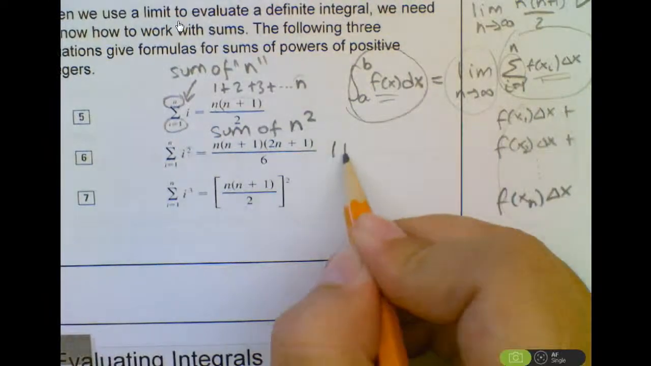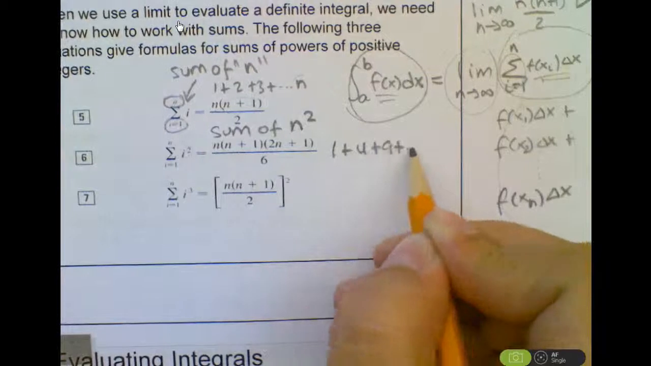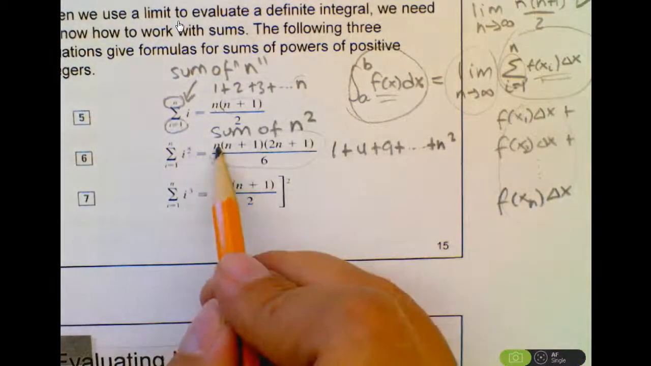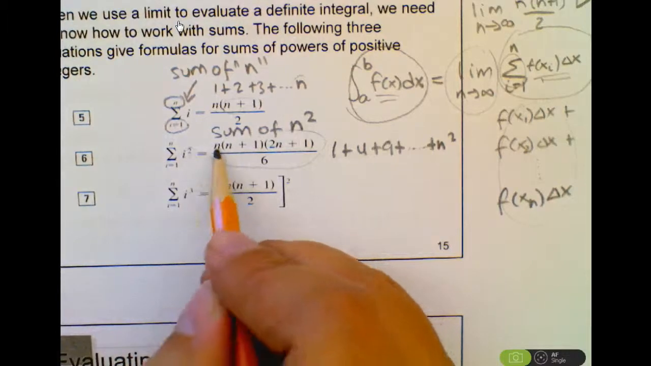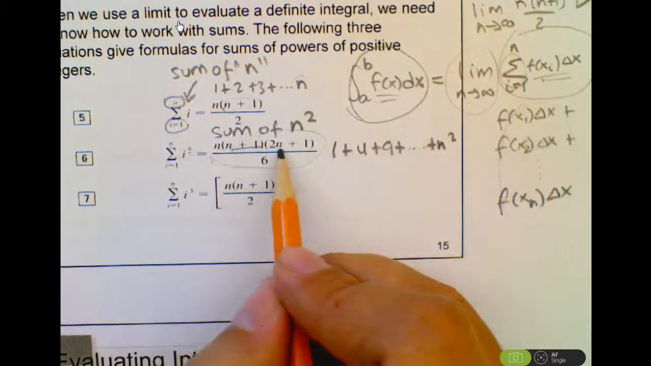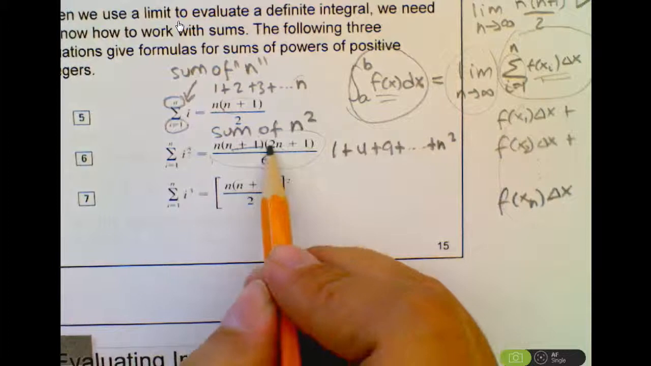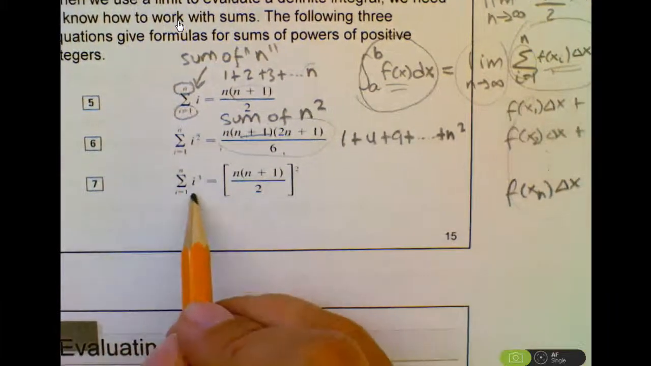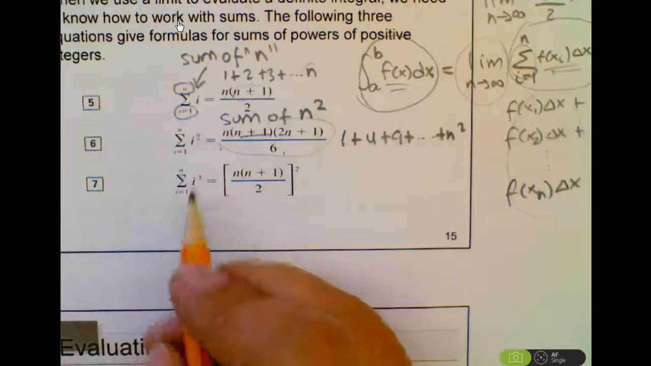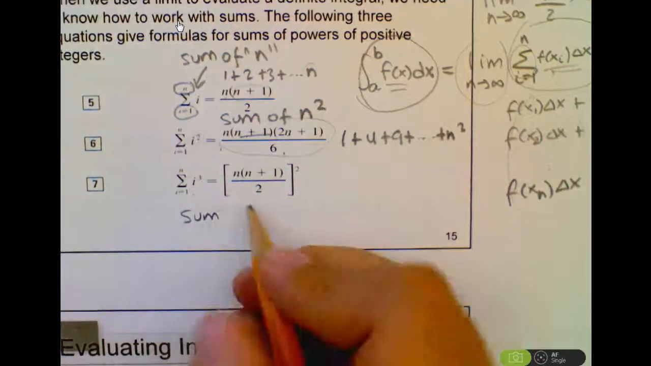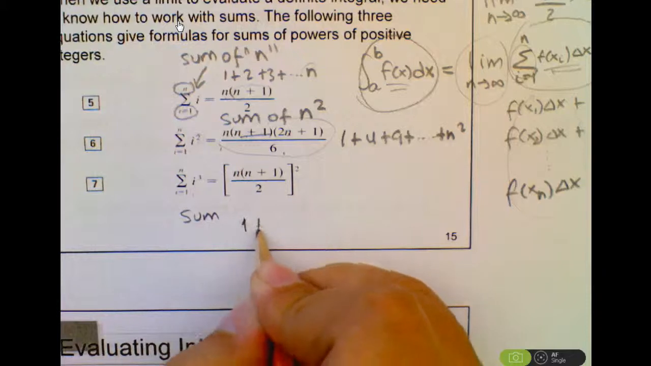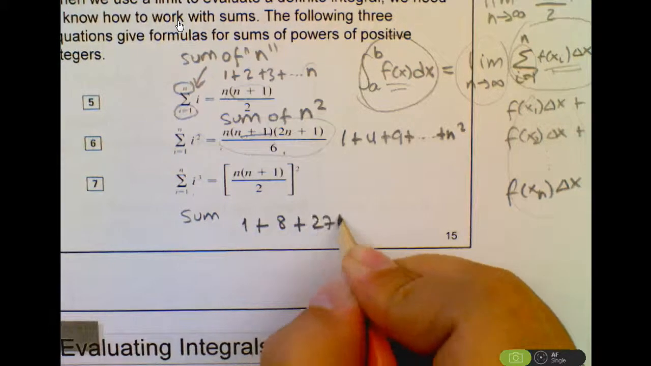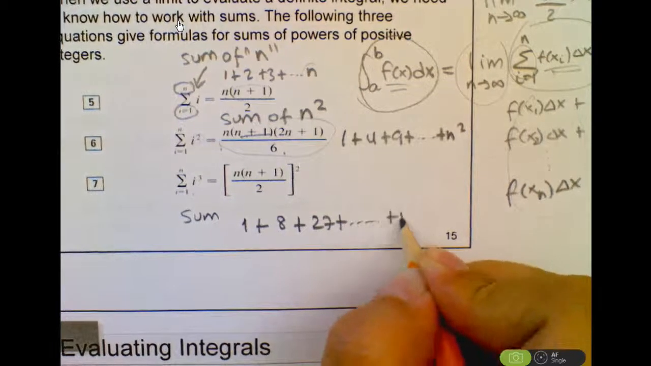So if I'm adding 1 plus 4 plus 9 plus so on plus n squared, the answer is simply n times the next number times, this is not the next number, but double the number plus 1, divided by 6. And the other one that you have to know is the sum of the first cubes. So you have 1 cubed plus 2 cubed, which is 8, plus 3 cubed, which is 27, plus so on, all the way to n cubed.